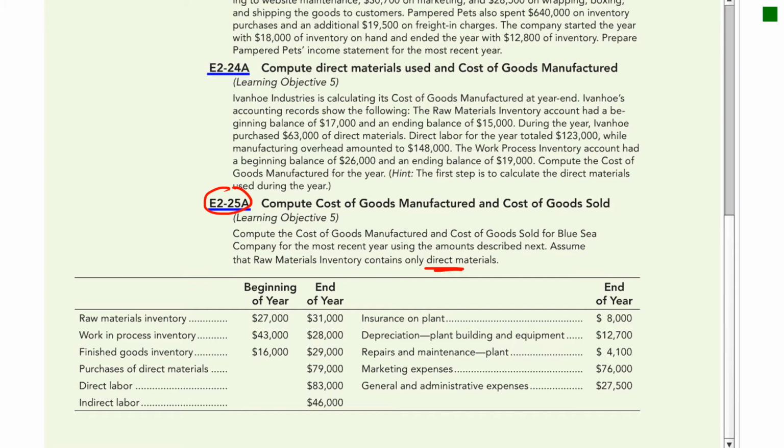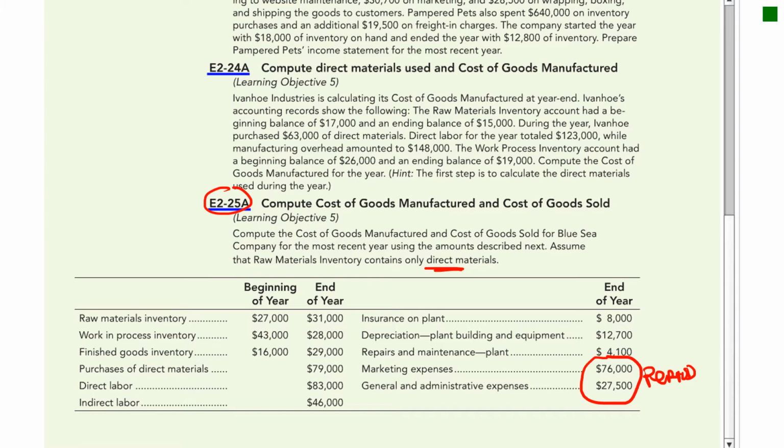Notice we've got our inventories here, raw materials, work in process, finished goods. We've got some purchases of direct materials. There's direct labor, indirect labor, insurance on plant, depreciation on plant, repair and maintenance on plant, marketing, and so forth. So I'll just tell you right away, these last 2 right here, we're not going to need those for cost of goods manufactured or cost of goods sold, because those 2 are period costs. Remember, marketing is selling, and your general admin expense, those are also your period costs.